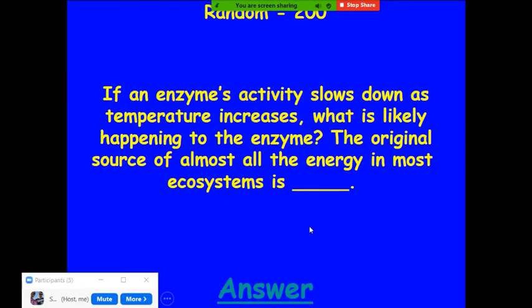Okay, here we go. Another random question. If an enzyme's activity slows down as temperature increases, what is likely happening to the enzyme? What do we call that when an enzyme gets damaged because of heat? The original source of almost all energy in most ecosystems, what do we call that source?